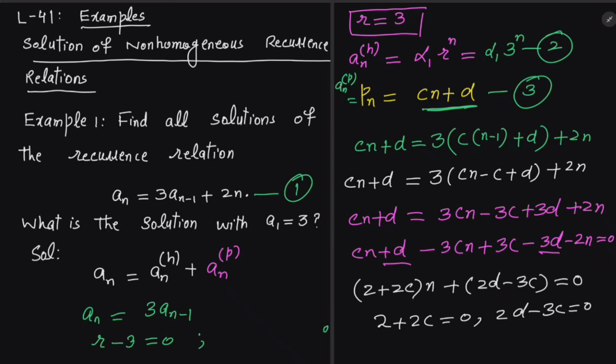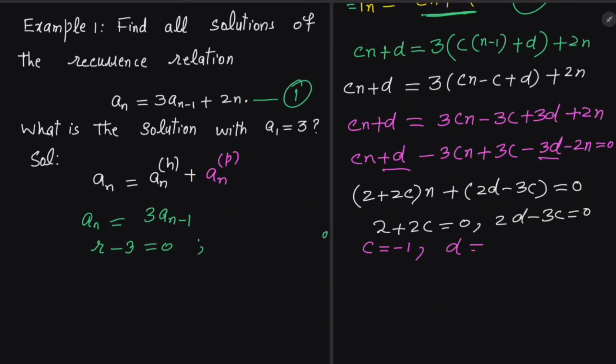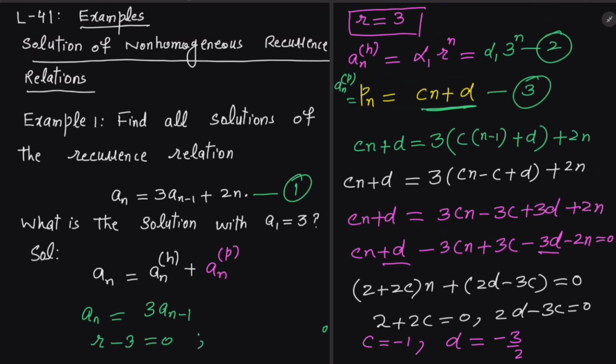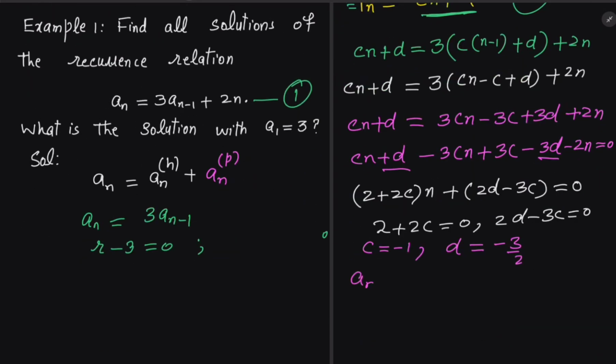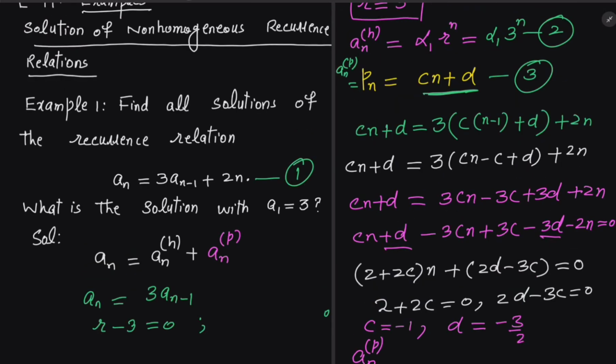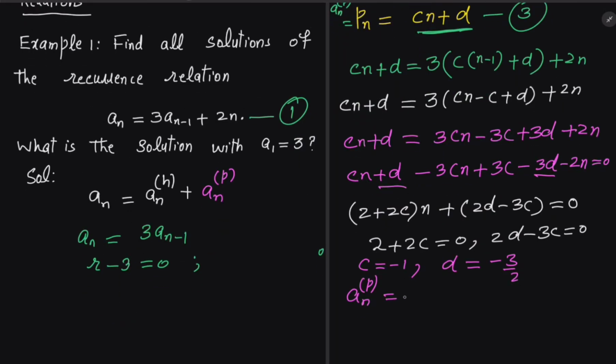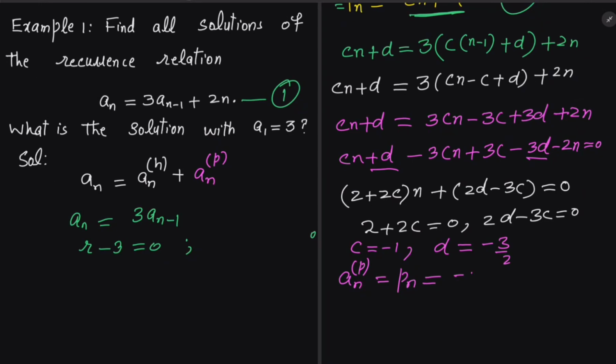solving that we can get the values for c and d: c is equal to minus 1 and d is equal to minus 3 by 2. So the particular form a_n^(p) is equal to pn, and that will be equal to minus n minus 3 by 2.